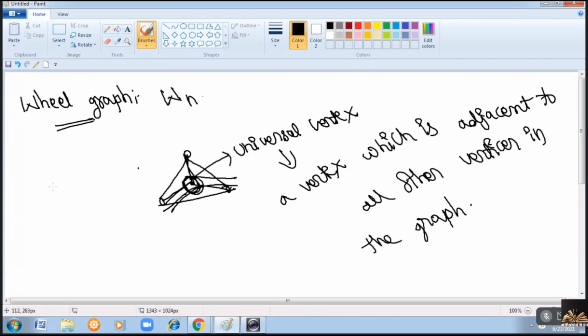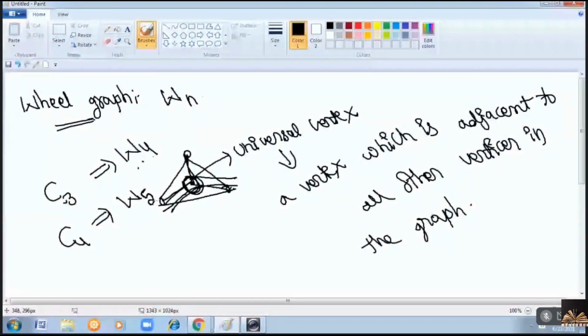So for C3, the wheel graph will be W4. Why? Because you are adding one universal vertex to the cycle graph, which results in a wheel graph, right? If the cycle graph is C4, then the wheel graph will be W5. If the cycle graph is C5, then the wheel graph will be W6. Clear? Let us see the examples.